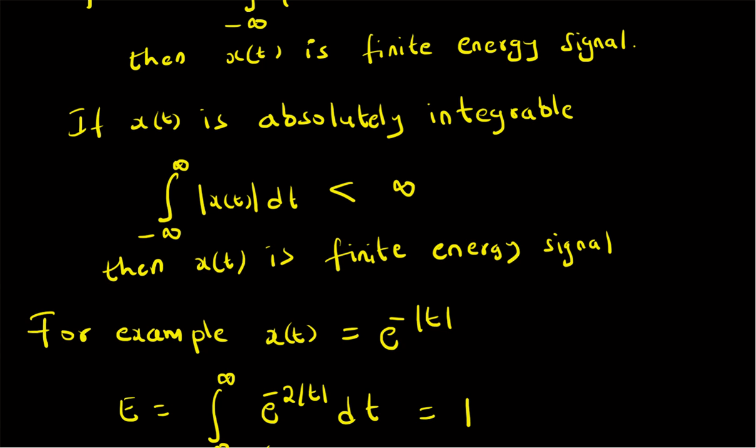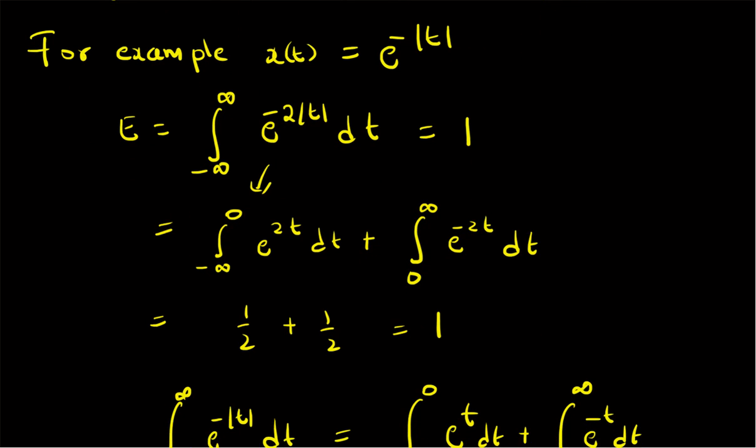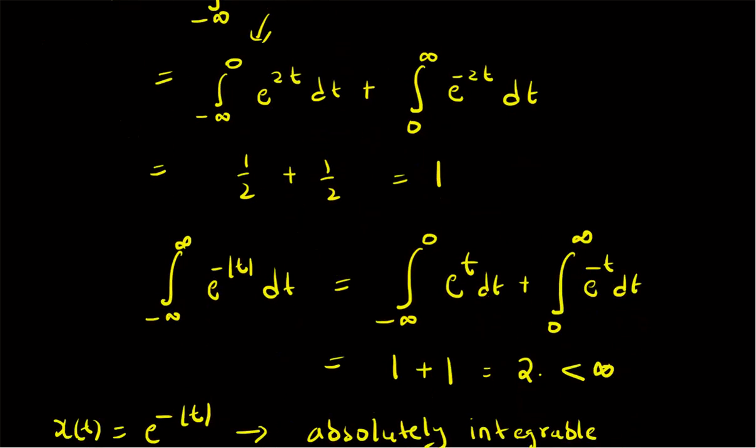For example, we can theoretically verify this for the signal x of t equal to e power minus mod t. Then we can derive that the energy is equal to 1, and the area under the absolute value of the signal is equal to 2. That means the signal is indeed absolutely integrable, since 2 is less than infinity. So the signal is of finite energy.